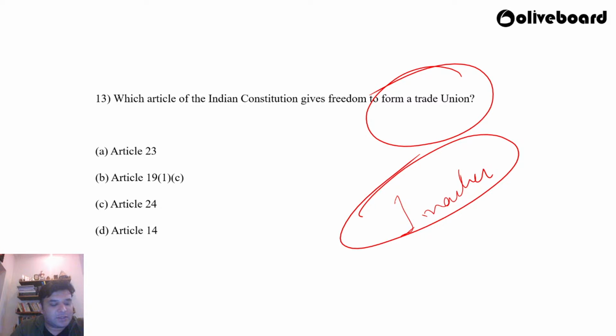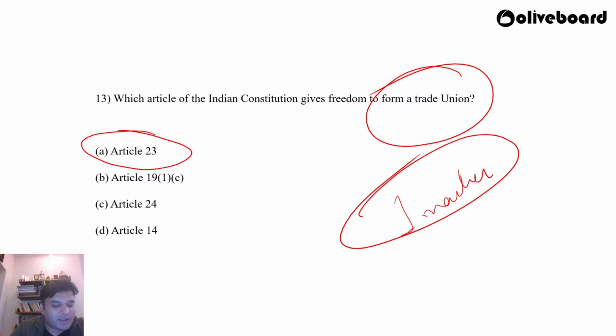What do you think is the correct answer? So Gaurav feels the answer is article 23. Nilesh feels the answer is article 23 sub clause 4. So Nilesh is more specific with his answer. I don't know the answer. I will reveal the answer to you in about 10 seconds.